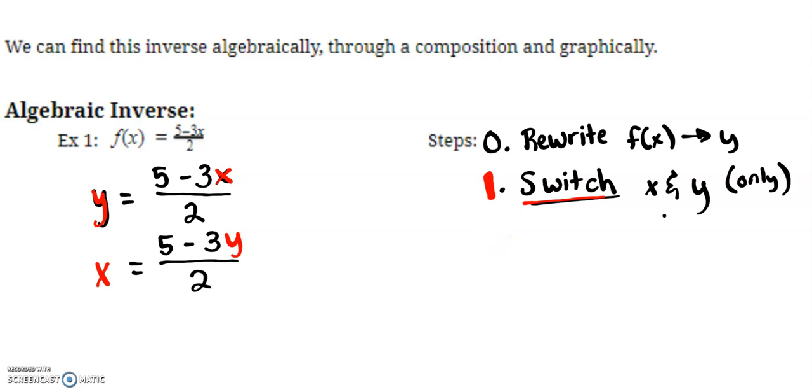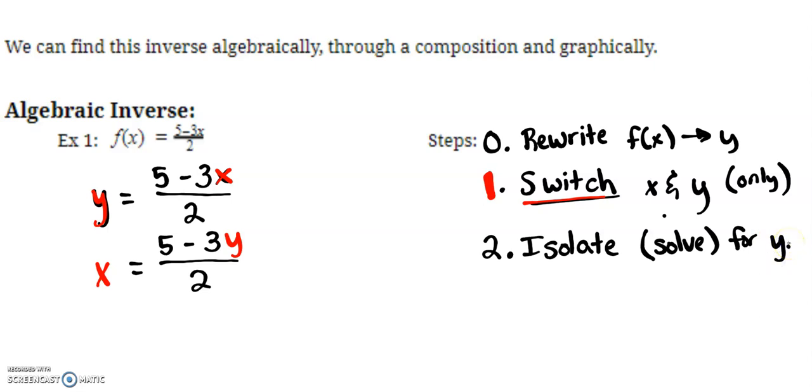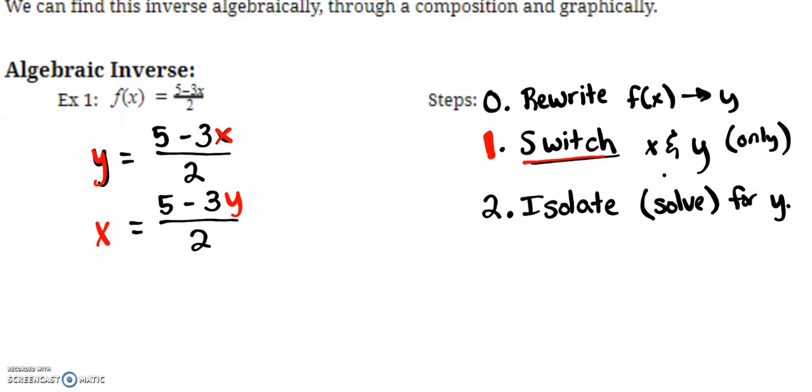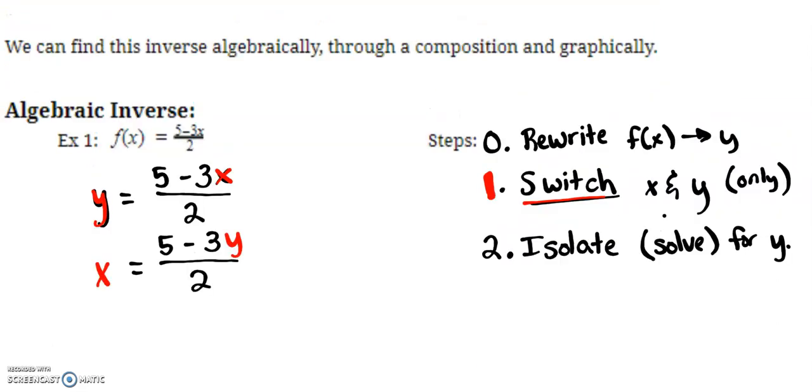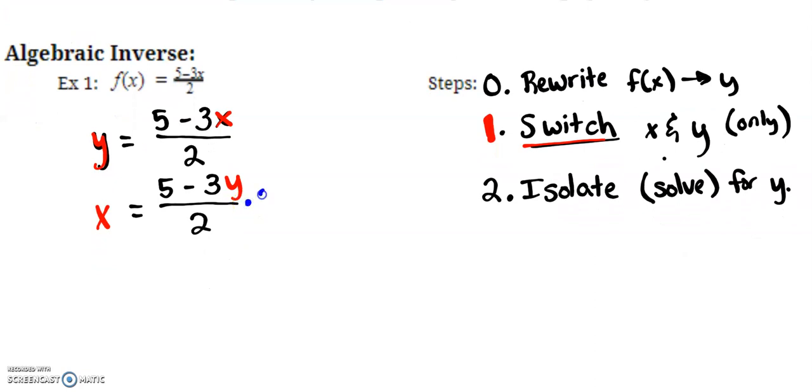And then step number 2 is you are going to isolate. Some people might say solve, maybe that word might be more familiar, for y. Okay, so we are going to get y all by its lonesome. So how am I going to do that? Well, I'm going to start as far away from y as possible. So the first thing I'm going to do is I'm going to multiply by 2, because that's going to get rid of this denominator. So I'm going to multiply by 2 on the left side. So I'm going to have 2x equals 5 minus 3y.